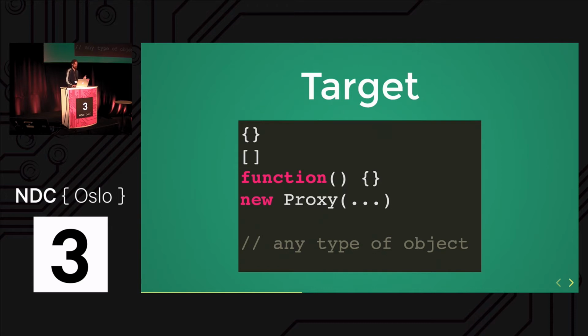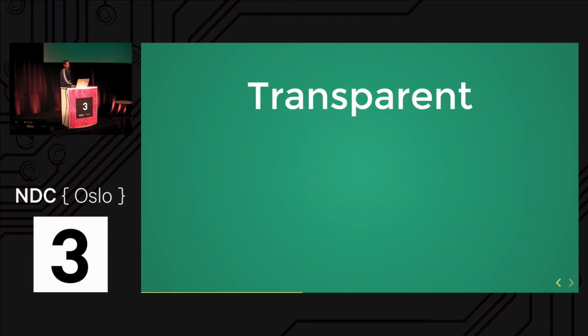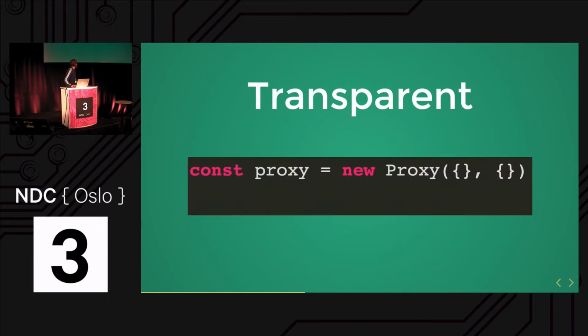The nice thing about JavaScript is that arrays and functions are just objects underneath. Another thing about the proxy is that it's completely transparent, meaning that if you take the type of the proxy, it'll always return the type of the target that you passed to the proxy to create it. So there's no way for the consumer to know that you've been given a proxy.